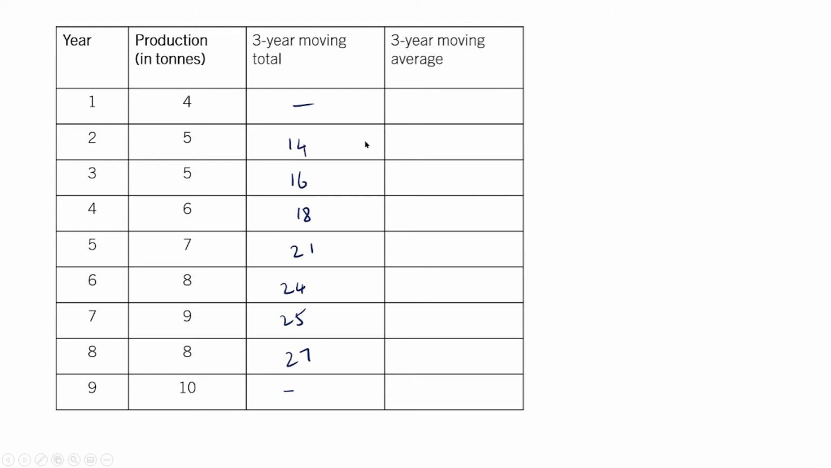Now the 3-year moving average is calculated by dividing this value by 3. It is nothing but the average of these 3 values for the second year. So 14 divided by 3 is 4.67. Here we divide 16 by 3, which is 5.33. Then 18 by 3 is 6, 21 by 3 is 7, 24 by 3 is 8, 25 by 3 is 8.33, and 27 by 3 is 9. So these are the respective 3-year moving averages for the given data.